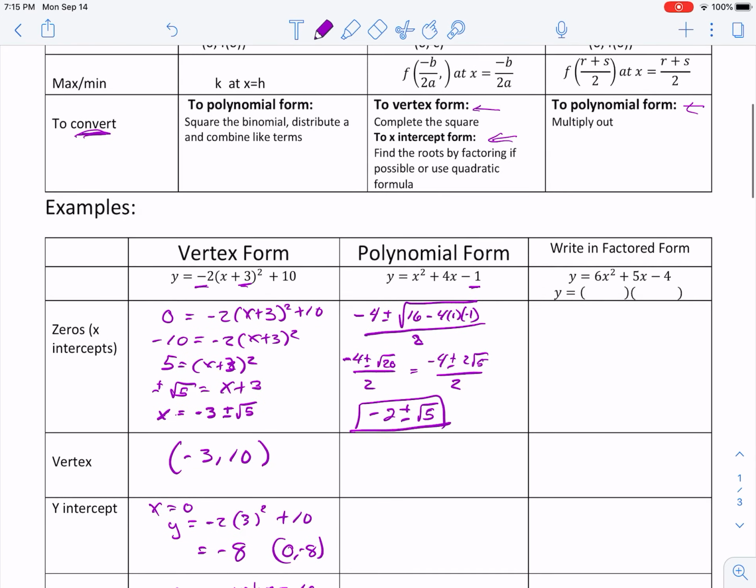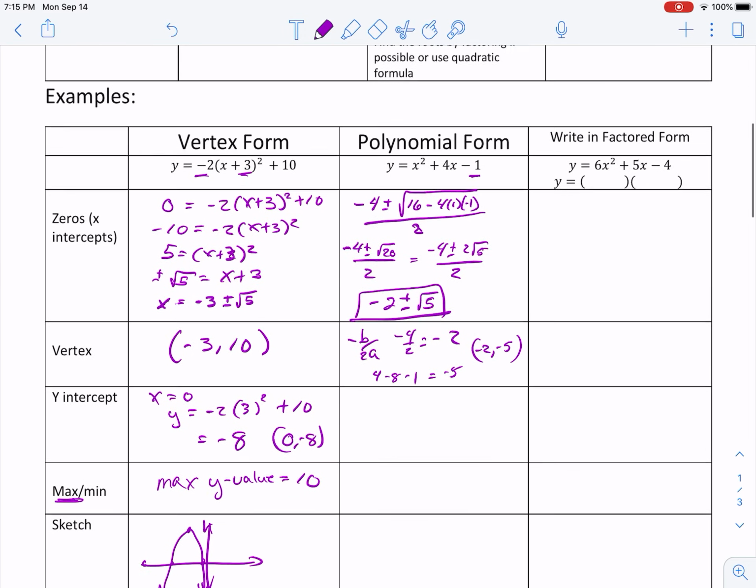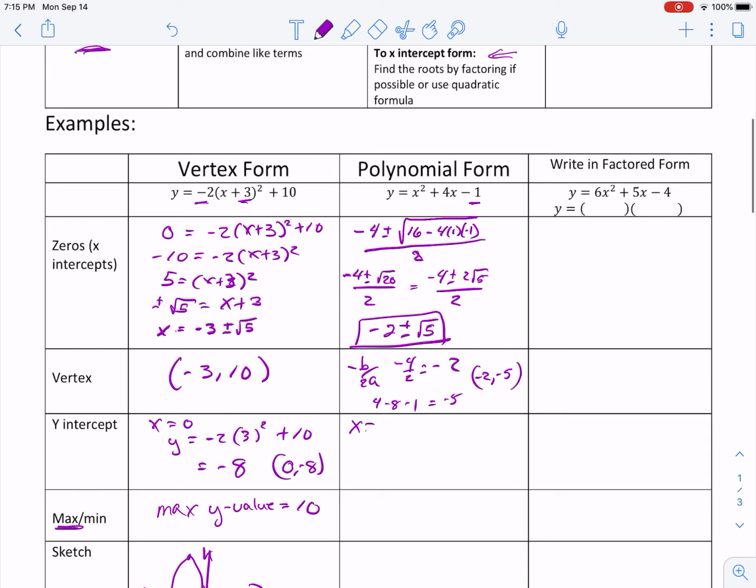Okay, the vertex is negative b over 2a, so I have negative 4 over 2, which is negative 2. You plug that into your equation to get the y value, so you get 4 minus 8 minus 1 is negative 5. So negative 2, negative 5. The y-intercept, you let x equal 0, and you get y is equal to negative 1.